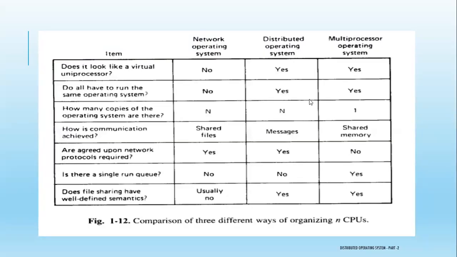The comparison of 3 different ways of organizing n central processing units is shown on this diagram. It shows the differences between the 3 kinds of system we have examined so far. Probably the single most important issue is how to achieve the single system image. In other words, how do the system designers create the illusion, making everyone think that the collection of machines is simply an old-fashioned time-sharing system. A system that realizes this goal is often said to be transparent.